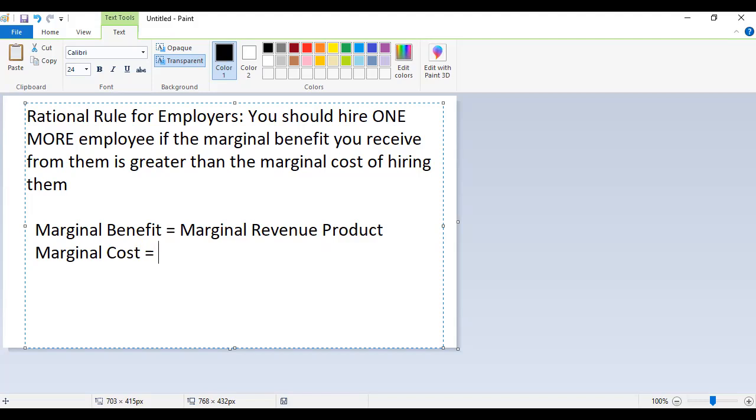Marginal cost is basically the wage you pay them. That's what marginal cost is. Are there any questions about those definitions so far? Okay, so let's go back and look at our problems.